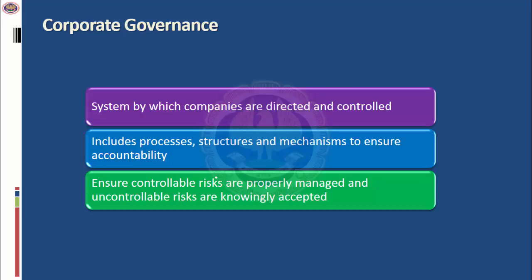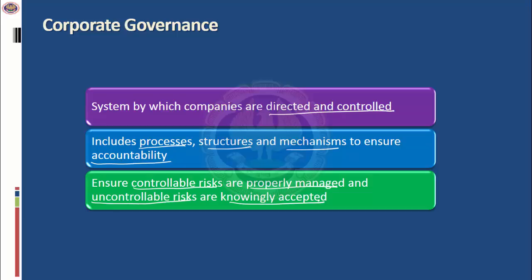So, if you look at the definition again of corporate governance, the system by which companies are directed and controlled, it also includes the processes, structures, and the mechanism to ensure accountability. And this is what the top management has to set in place. What is the perspective of having corporate governance in place? To ensure controllable risks are properly managed and uncontrollable risks are knowingly accepted.